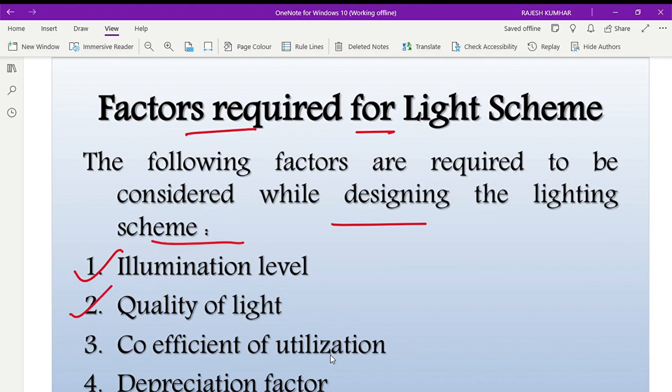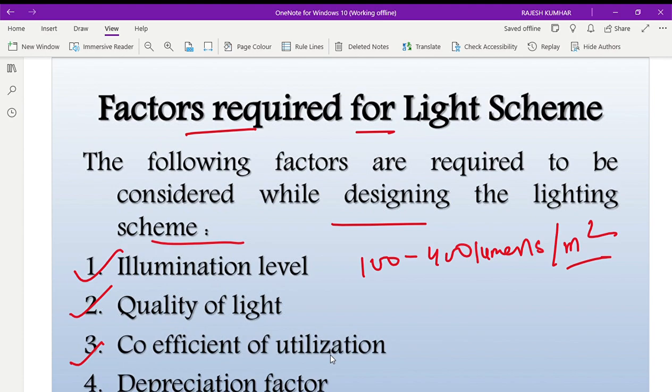Second part is the quality of lighting. For illumination level, suppose we are working on offices, then 100 to 400 lumens per meter square is required. The quality of lighting means that the illumination should not be harmful to the viewers. It should be glare free as well as shadowless and contrast free.